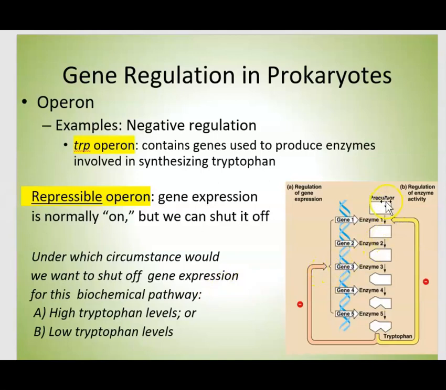Okay, and that's kind of shown here in this pathway. So here are the tryptophan enzymes that end up producing tryptophan, which goes back and acts as a negative feedback loop. Okay, so if you have a repressible operon, what that means is normally it's turned on and it's shut off if you already have a lot of what the operon is going to make, which just makes sense if you think through it.